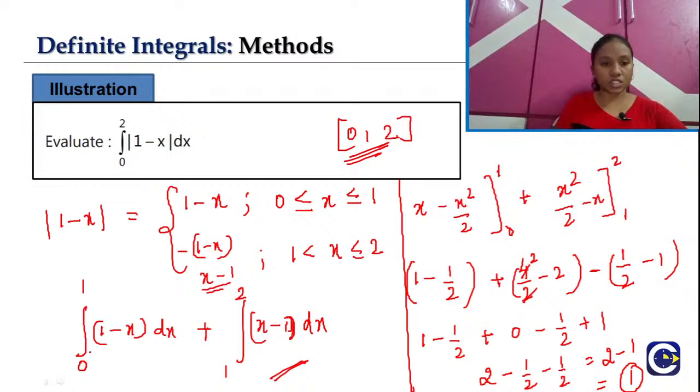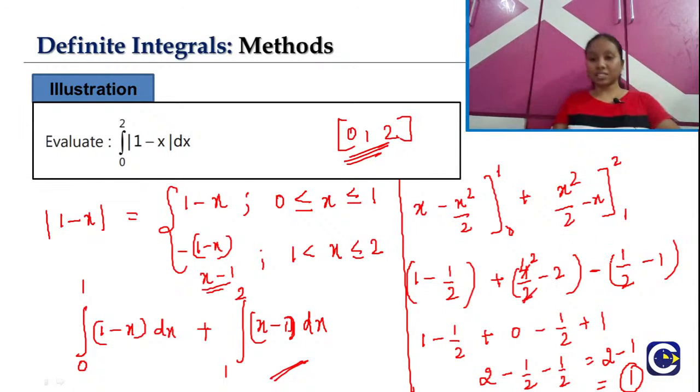So this is our function, right? For 1, if we integrate, it will be x minus x square by 2, correct? And x square by 2 minus x. Limits here are 0 to 1 and here 1 to 2. If we substitute 1, 1 minus 1 by 2. For 0, no need to substitute. If we substitute 2, so 2 square, 4 by 2, it will be 2 minus 2. So after substituting 2, the term will become 0.